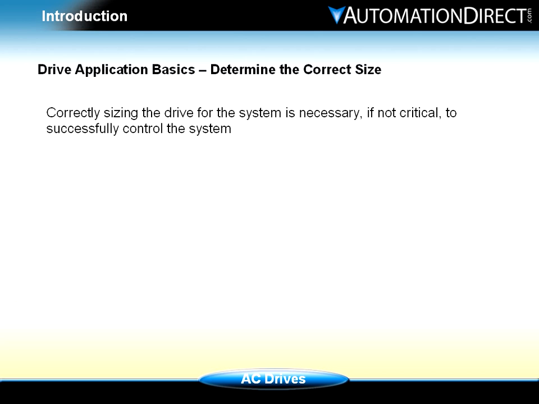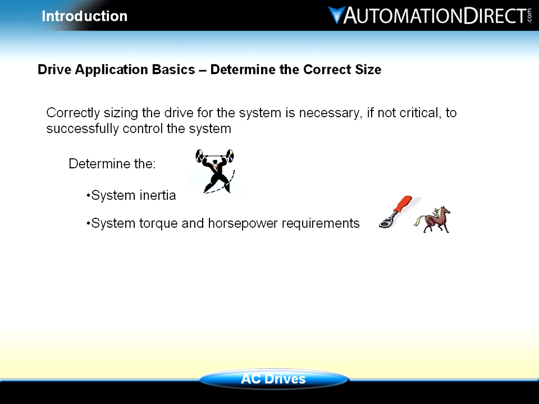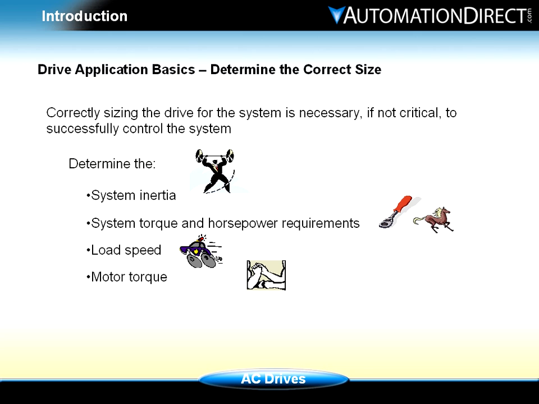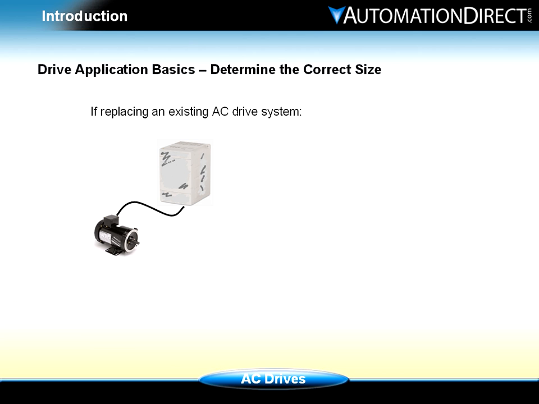Correct sizing of the drive is critical to successfully control the system. Many resources are available in books and on the website to assist in determining the size of the system. Generally, this involves determining the system inertia as seen by the motor. This information is needed coupled with the torque and horsepower requirements, speed required for the load, and the torque of the motor. Duty cycle and application type also play an important role in system sizing. When replacing an existing AC drive system, you can generally use the same size drive.